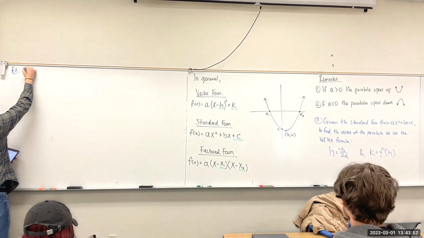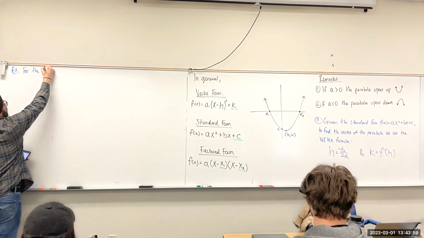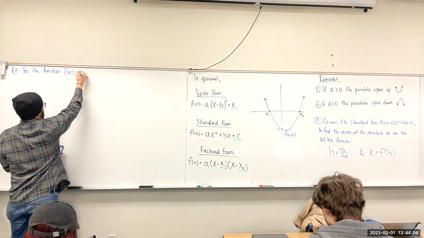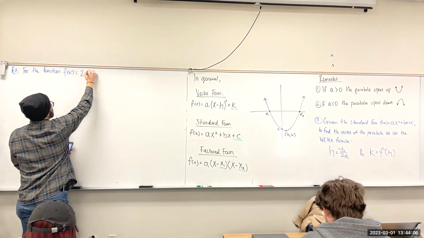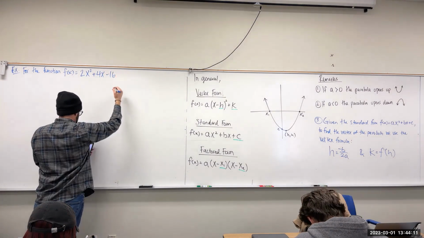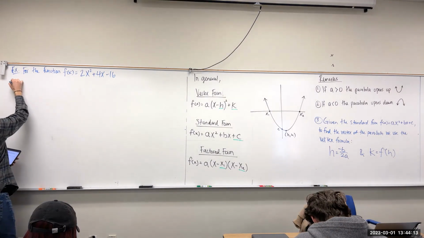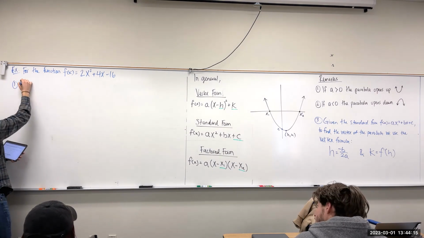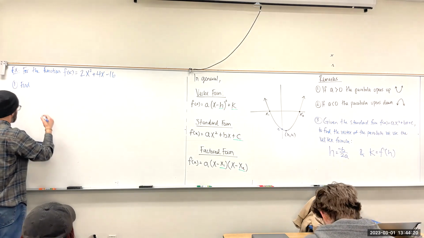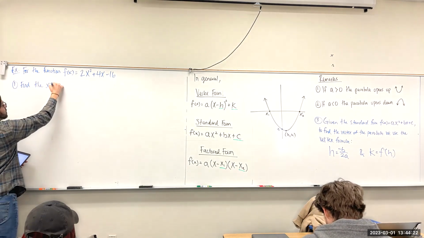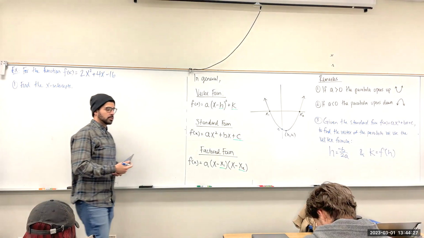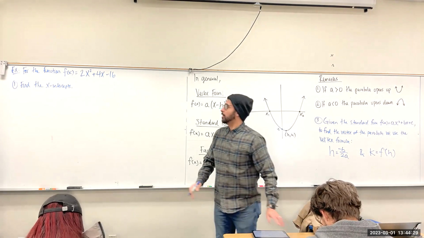Okay, so for the function f of x equals 2x squared plus 4x minus 16. The first question is, find the x-intercepts. And the x-intercepts. So let's see how we're gonna figure that out.